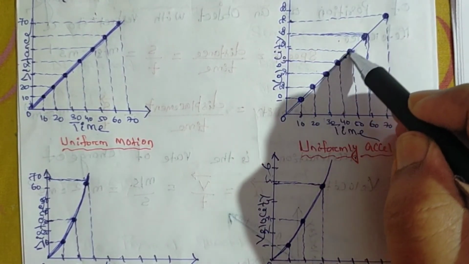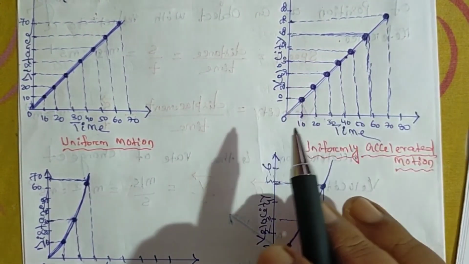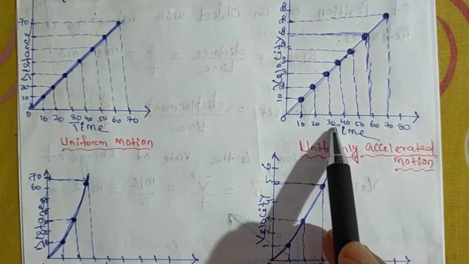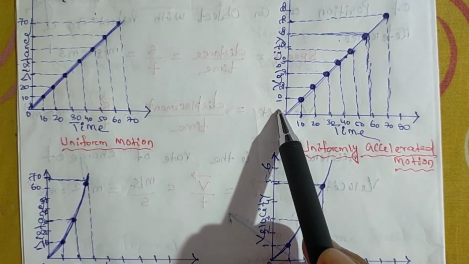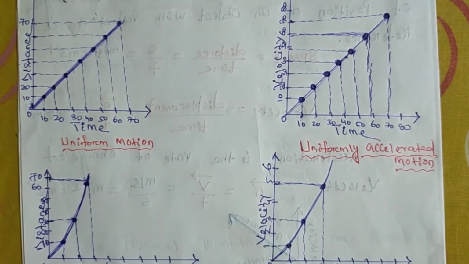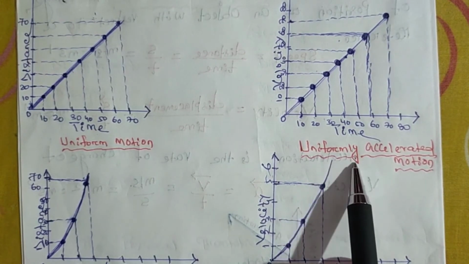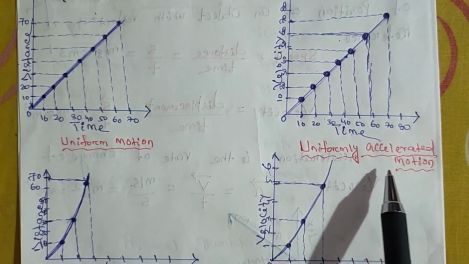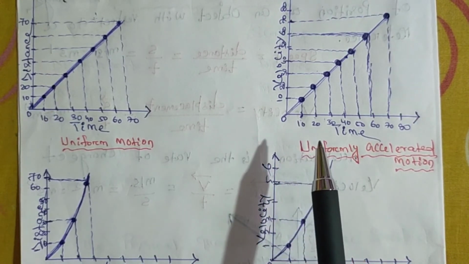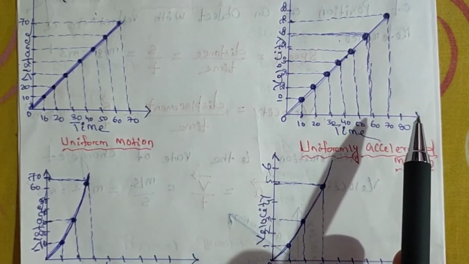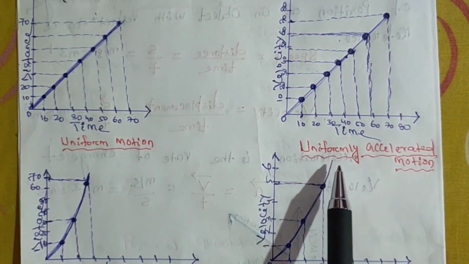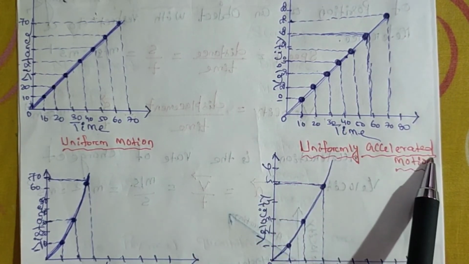What does this graph indicate? You see, the time interval is 10 seconds. In each 10 seconds, the body moves 10 kilometer, 10 kilometer, 10 kilometer distance. That means the body is uniformly accelerated. That means in each 10 seconds, the body moves 10 kilometer or 10 meter or 10 centimeter. That means the body is uniformly accelerated.